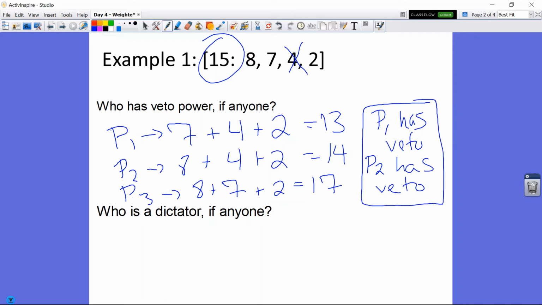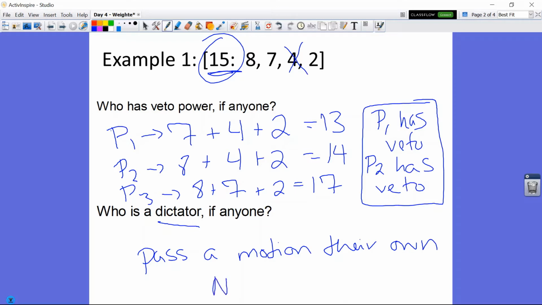So a dictator is slightly different. A dictator has to be able to pass a motion on their own. In this example, that would mean that somebody has to have at least 15 votes to give already. So in this case, there is no dictator because nobody has equal to or more than that.